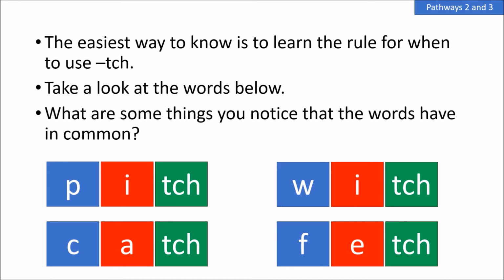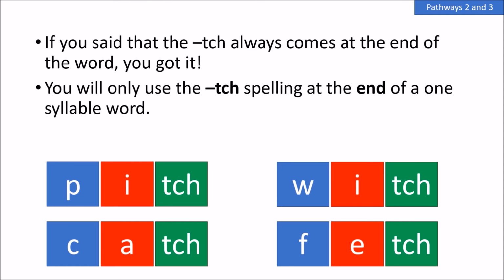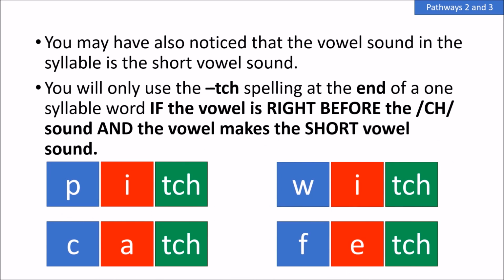What are some things you notice that the words have in common? If you said that the TCH always comes at the end of the word, you got it. You will only use the TCH spelling at the end of a one-syllable word. You may have also noticed that the vowel sound in the syllable is the short vowel sound. You will only use the TCH spelling at the end of a one-syllable word if the vowel is right before the ch sound and the vowel makes the short vowel sound.